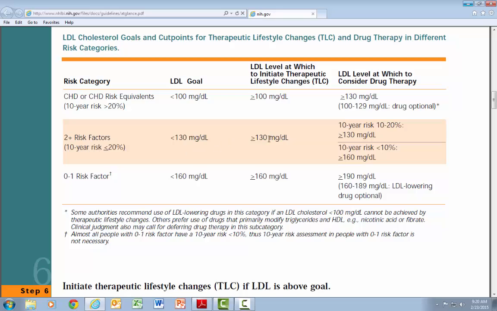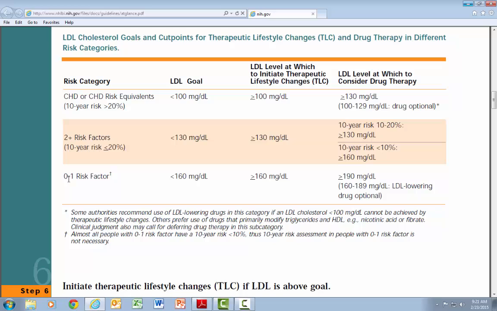If you have an LDL more than 130, remember your goal is less than 130, you must start lifestyle modifications. If you come back to me as a follow-up after 4 to 6 weeks and you remain more than 130, and even more if it's greater than or equal to 160, then you must consider drug therapy, and statin will be your first line.